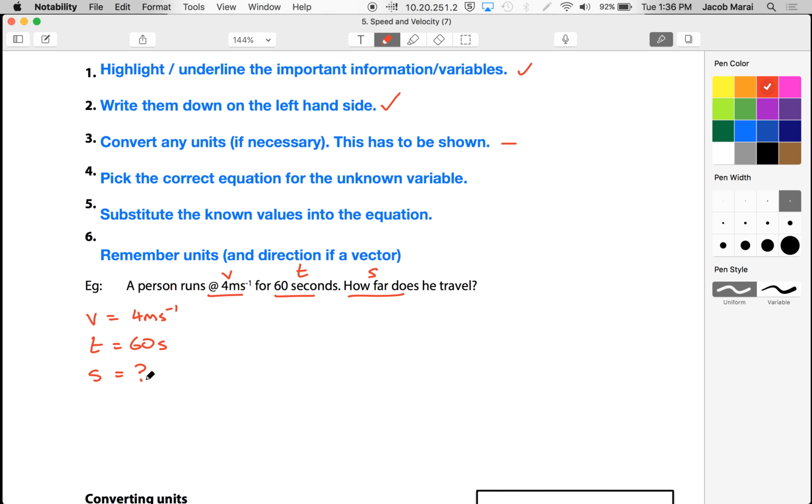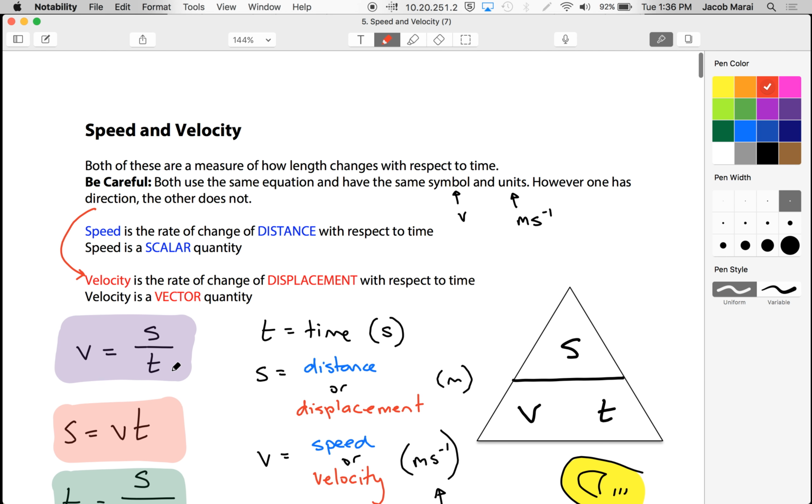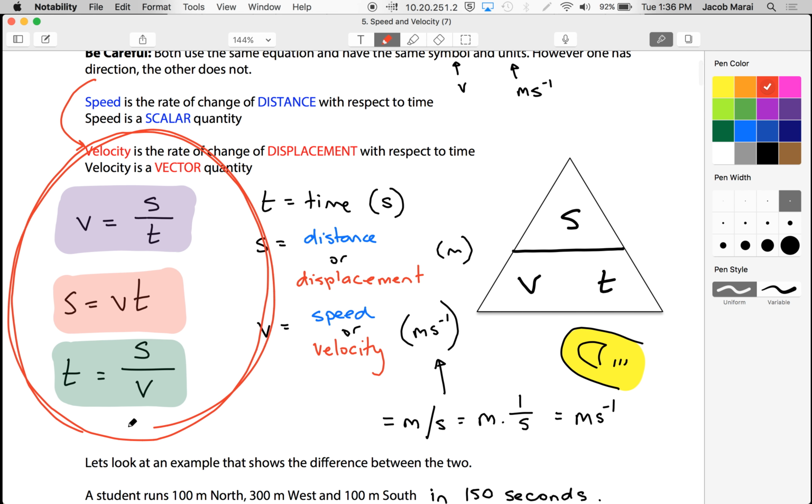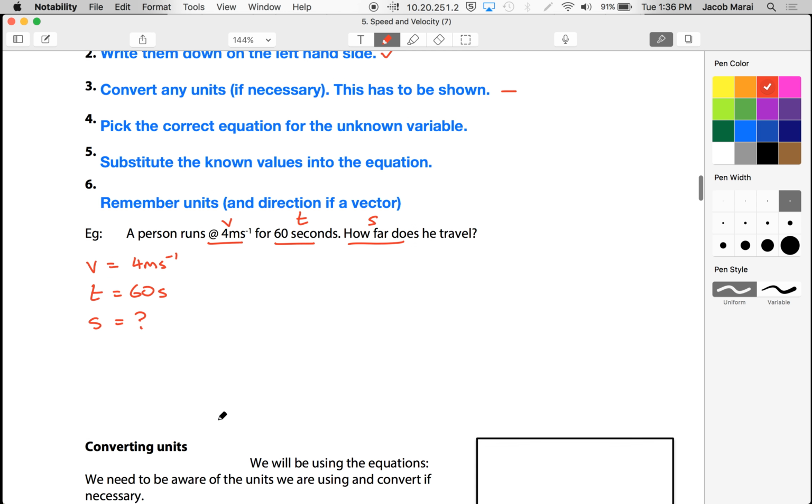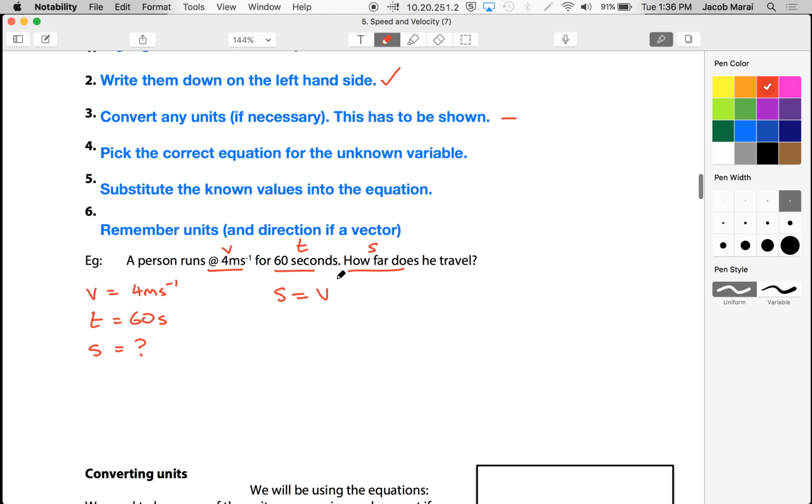Now, we've got to pick the correct equation. We need an equation that starts S equals. Do we have an equation that starts S equals? S equals V times T. So I'm going to write that down. S equals VT. I am then going to substitute in the values. That's going to be 4 times 60. And then I get my calculator out, and my calculator tells me 240. I'm solving for distance. I'm going to have to include the units of meters. Okay?